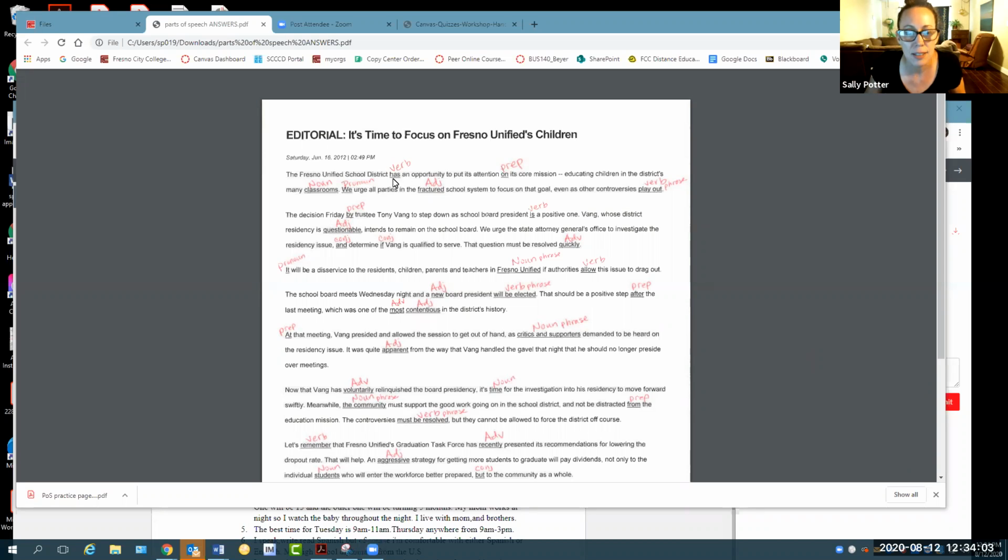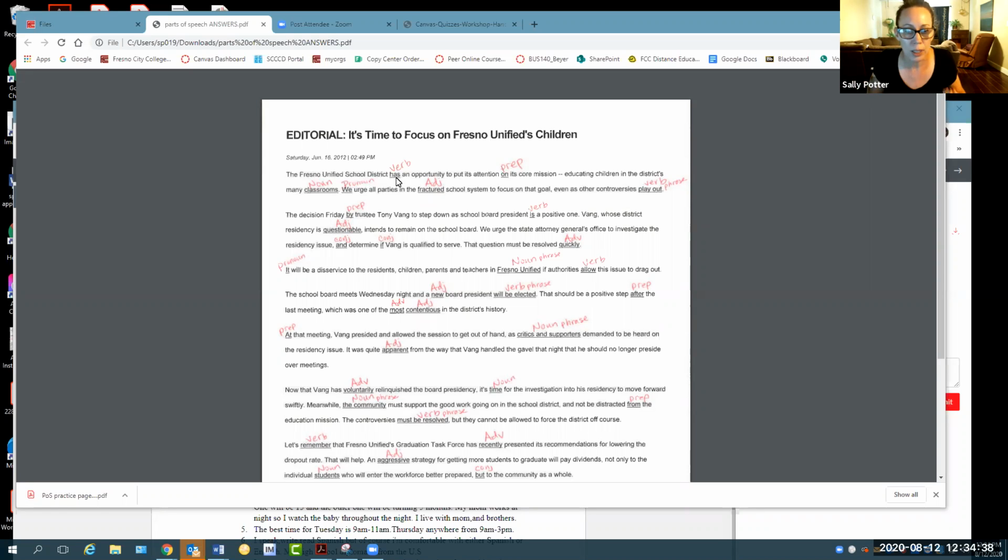It's "has." And the reason that we know it's a verb is because when we look right before it, we can see that there is a noun here, the Fresno Unified School District. That is a thing or an organization. So it comes at the very beginning of our sentence. In English, we know that that has to be the subject. So every subject has to have a verb that agrees. And so in this case, we can say the Fresno Unified School District has.